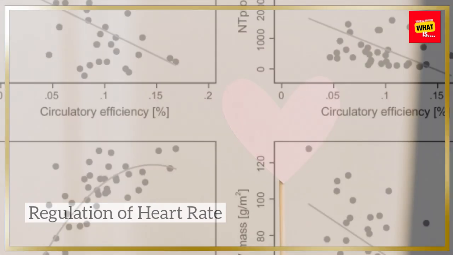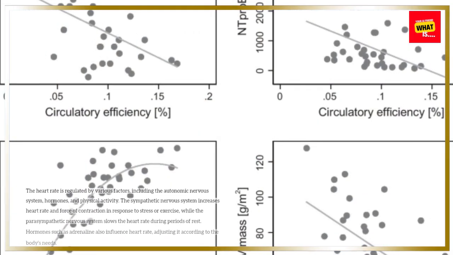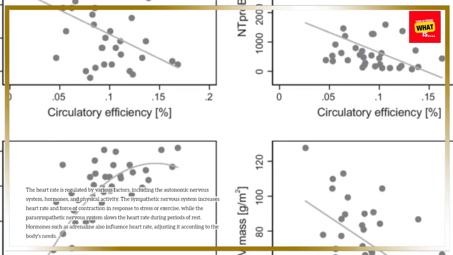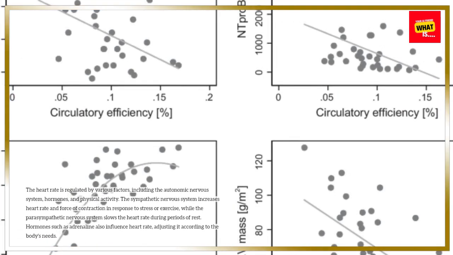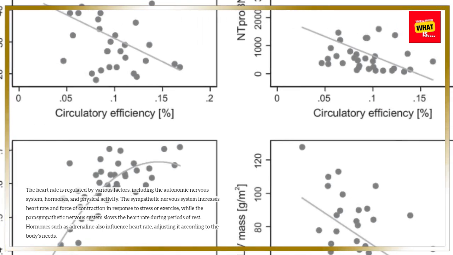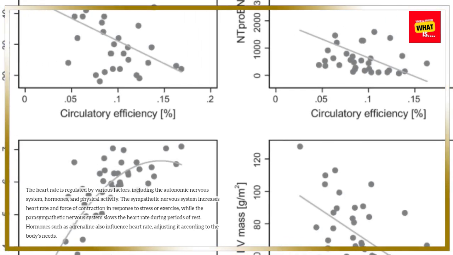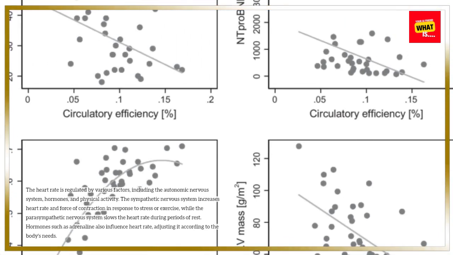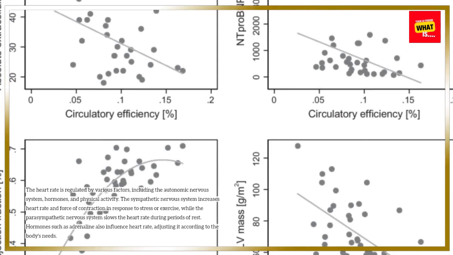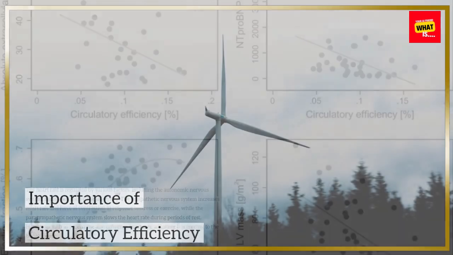Regulation of heart rate. The heart rate is regulated by various factors, including the autonomic nervous system, hormones, and physical activity. The sympathetic nervous system increases heart rate and force of contraction in response to stress or exercise, while the parasympathetic nervous system slows the heart rate during periods of rest. Hormones such as adrenaline also influence heart rate, adjusting it according to the body's needs.